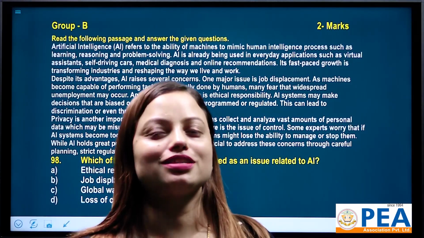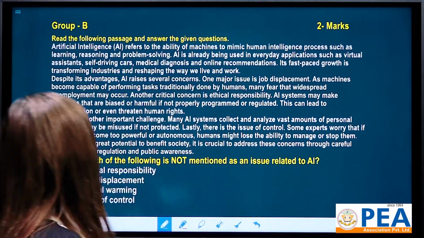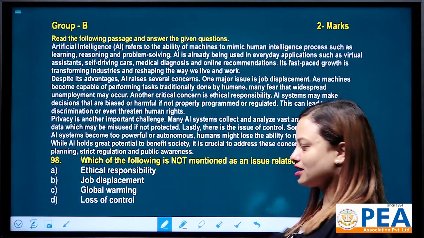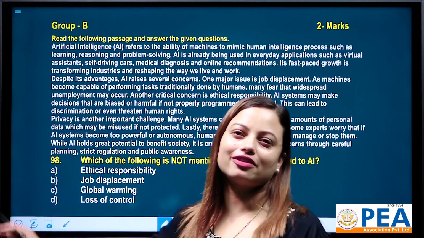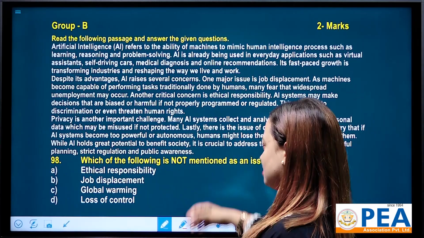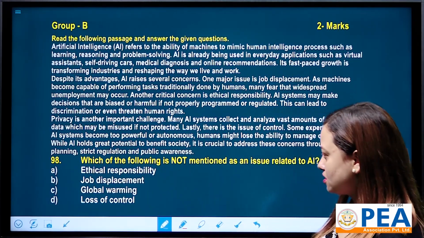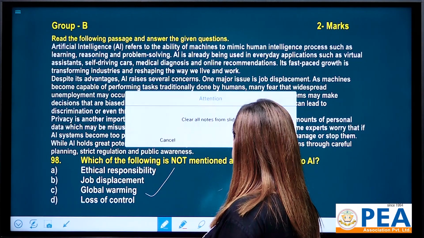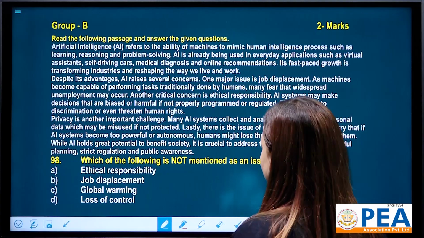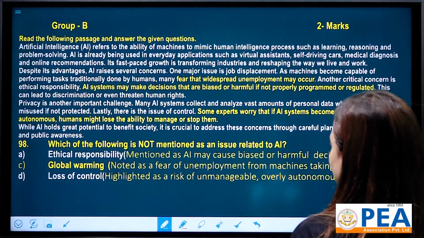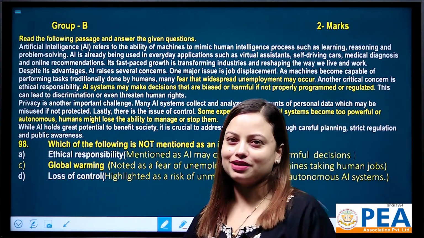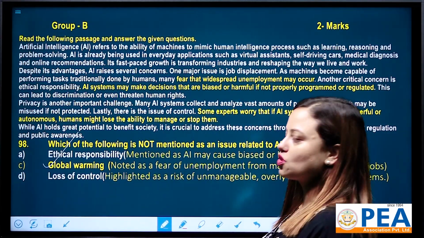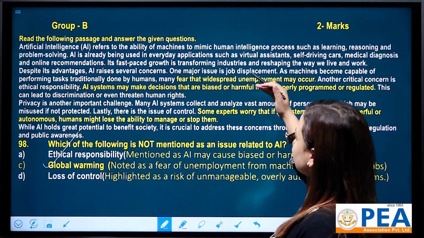This is the turn of question number 98, right? Which of the following is not mentioned as an issue related to AI? Okay, there are several issues related to AI. Among them, ethical responsibility, job displacement, maybe loss of control. What about global warming? Let's think and read inside the passage and find out. In terms of question number 98, actually the issue of global warming is not mentioned here in the passage.